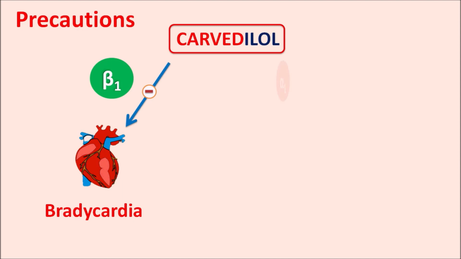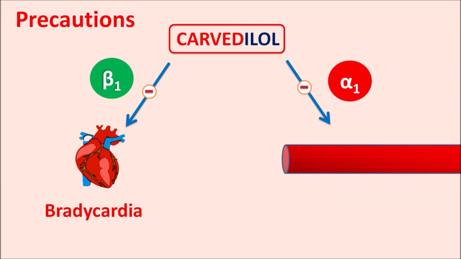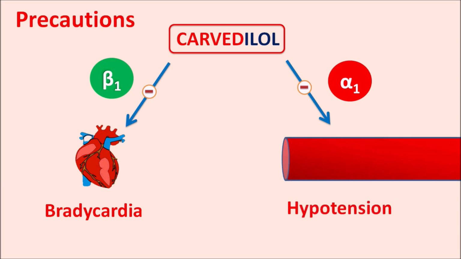Similarly, this drug can block the alpha-1 receptors so that it can block the sympathetic action on the vascular smooth muscle, resulting in vasodilatation and hypotension. So, hypotension is another important precaution that should be considered with carvedilol, and it can sometimes produce postural hypotension. So, care should be taken when this drug is prescribed, particularly at high doses for longer periods.